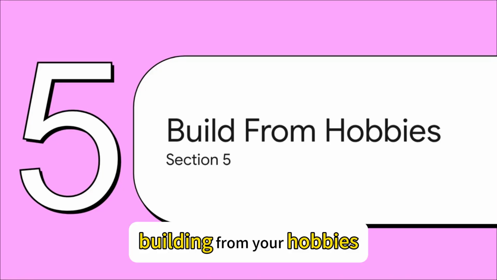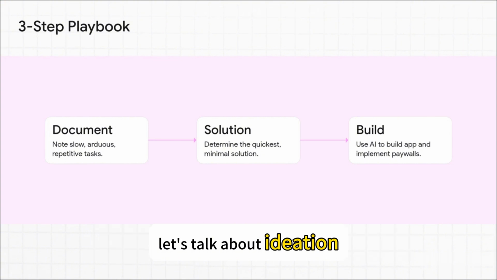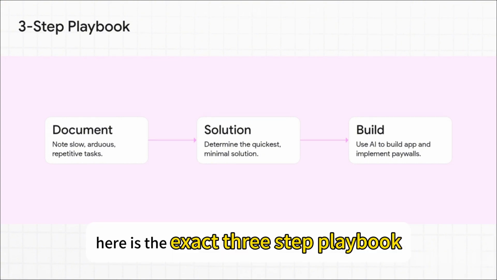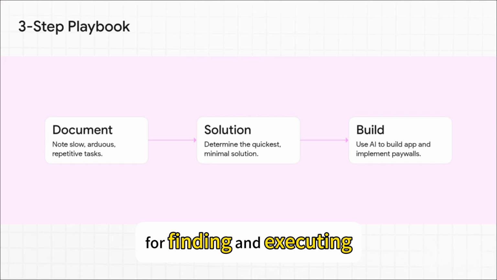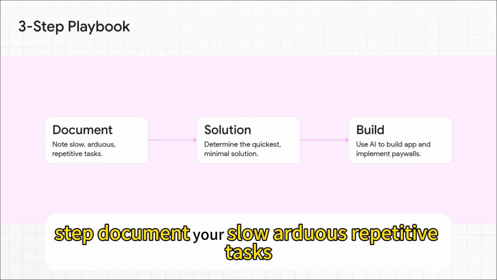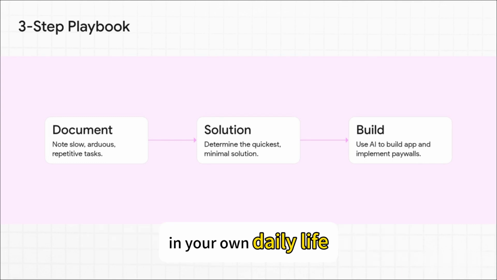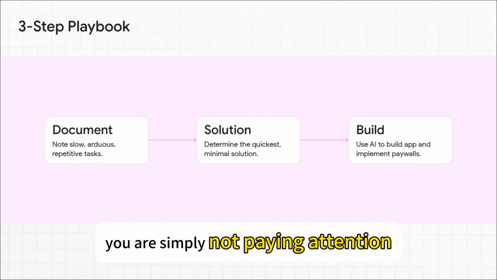Section 5. Building from your hobbies. Now that we have the mechanics down, let's talk about ideation. Here is the exact 3-step playbook for finding and executing a $1 million app idea. Step 1. Document your slow, arduous, repetitive tasks. Seriously, just open a notes app on your phone. If you aren't noticing the frustrating tasks in your own daily life, you are simply not paying attention.